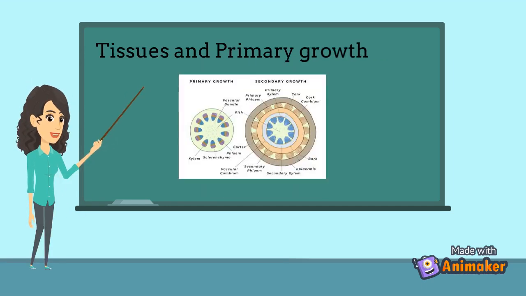Tissues and primary growth of plants. Meristematic tissues consist of three types, based on their location in the plant. Primary growth is controlled by root apical meristems or shoot apical meristems, while secondary growth is controlled by the two lateral meristems, called the vascular cambium and the cork cambium.